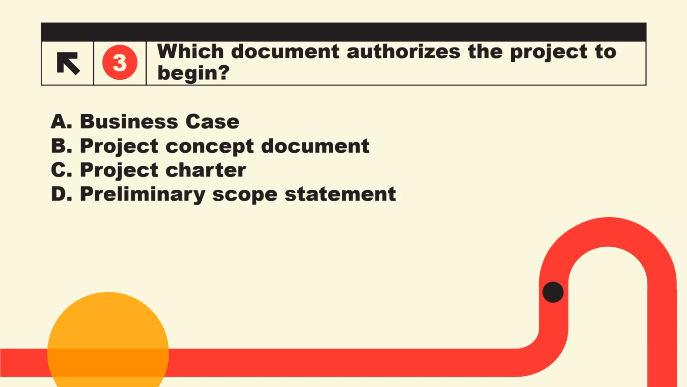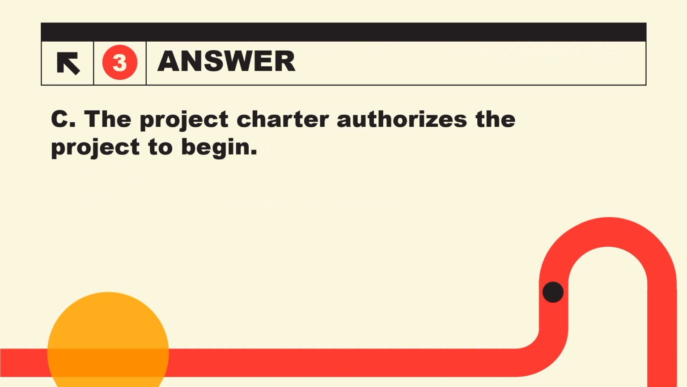Which document authorizes the project to begin? A, business case. B, project concept document. C, project start charter. D, preliminary scope statement. The answer is C. The project charter authorizes the project to begin.